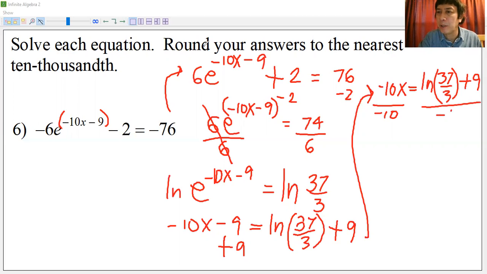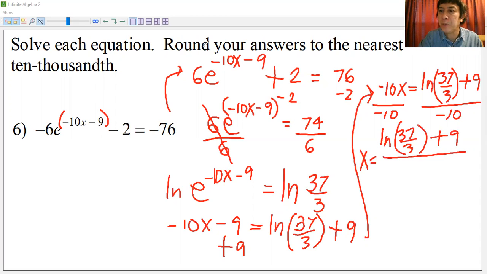So we divide this by negative 10. And x is equivalent to ln 37 over 3 plus 9, dividing the numerator by negative 10. And so x will be computed by the calculator: ln 37 over 3, and then we add 9, and then we shall divide by negative 10.